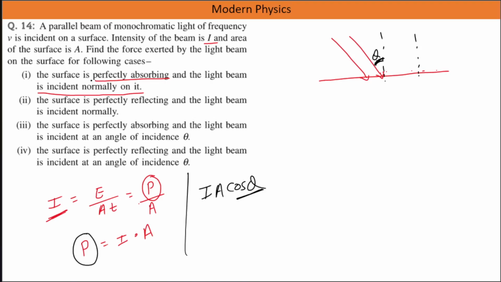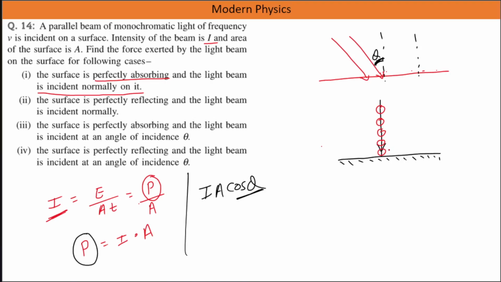Now let's start with this one. The surface is perfectly absorbing. Now see what will happen here. This is the surface, and upon this, light is falling normally. Light is coming like this and it is getting absorbed. So treat this light as made of particles. It is made of so many photons. When light strikes the surface, we can understand it as a photon striking the surface, and upon striking, the photon is getting absorbed.